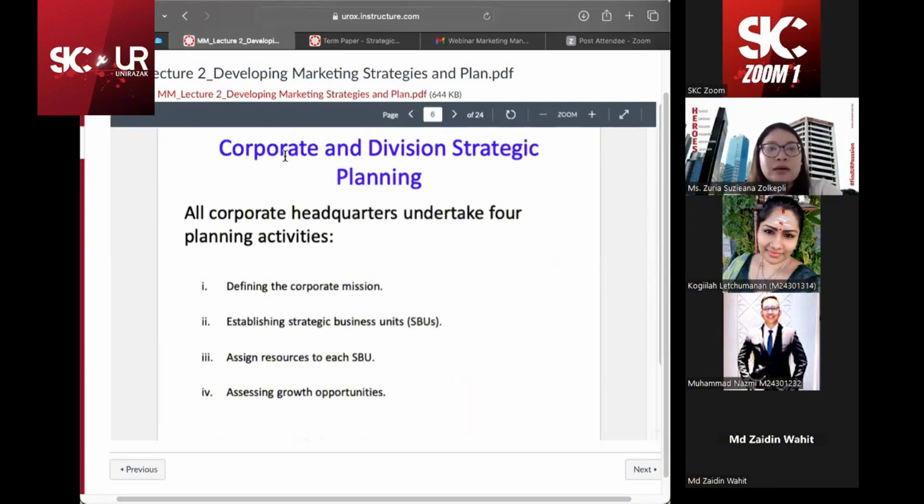And then for division strategic planning, all corporate headquarters must undertake four planning activities. The first one is defining the corporate mission, especially for your own product or your own division. It depends on your company. If you are a bank, then the product or unit might differ. Okay, I'm talking in general, but different companies have different divisions and different departments. Even in education it is the same, right? The work process or work activity might be the same, but the way that we call it is different.